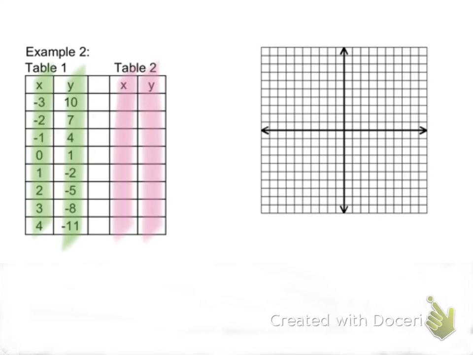So let's plot these points. We have negative 3, 10. So that's way up here. Then we have negative 2, 7. Okay, negative 1, 4. 0, 1. 1, negative 2. 2, negative 5. Okay. 3, negative 8. And 4, negative 11, which is off the graph just a bit.